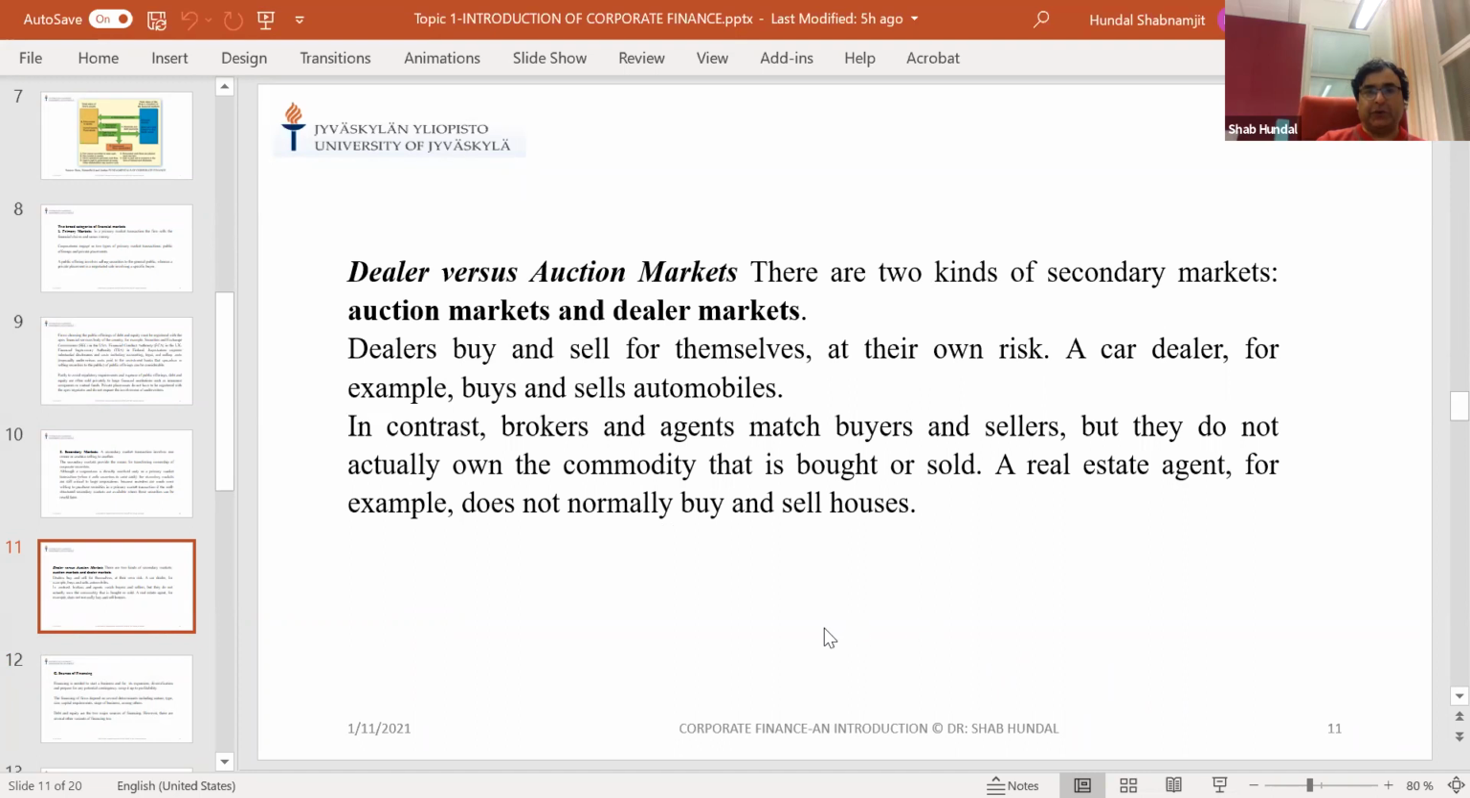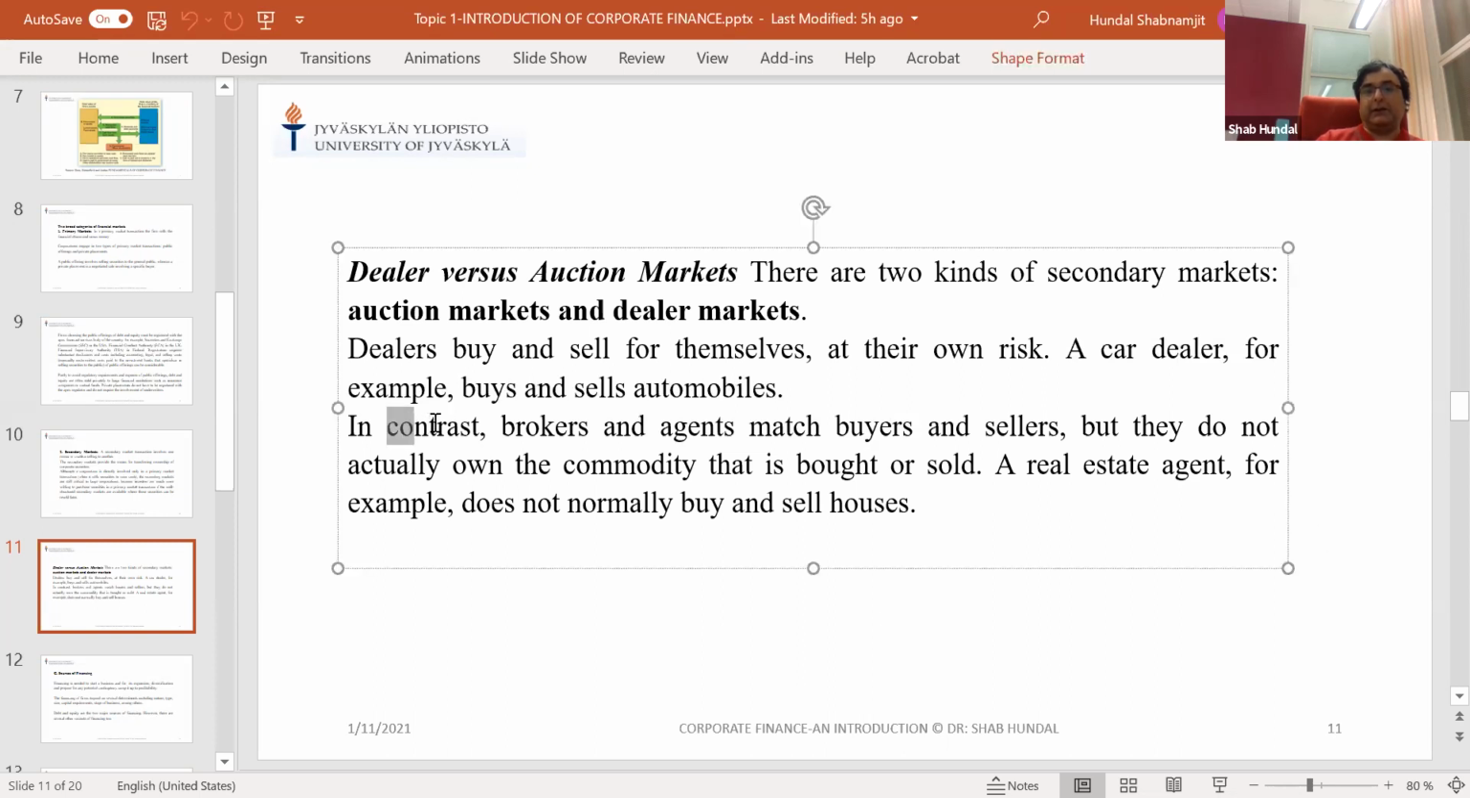Something similar, the two more terms I want to discuss with you. When it comes to secondary market, then these two people or these two institutions within the institution are very important in the secondary markets, the dealer and the auction market. The dealers are those people who buy and sell the securities for themselves at their own risk. So they basically buy the shares or any other financial asset, and then the individual investor can buy from them further. Okay. So I give an example, it's like a car dealer. A car dealer is buying car from the company and then selling to the customers.